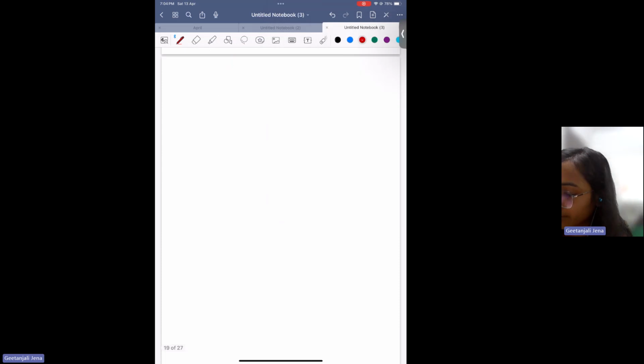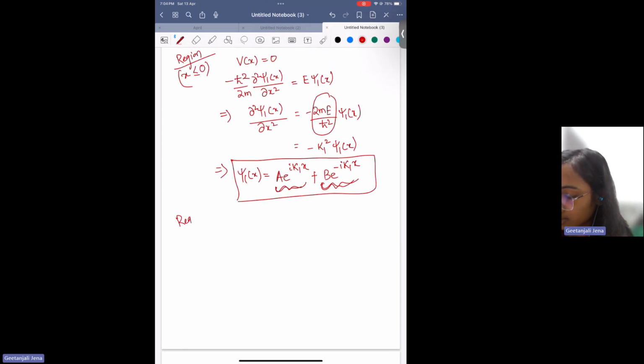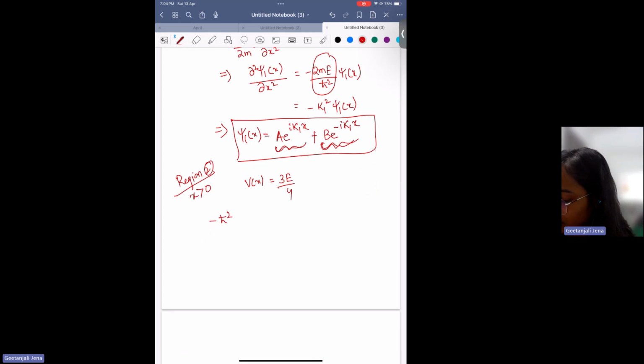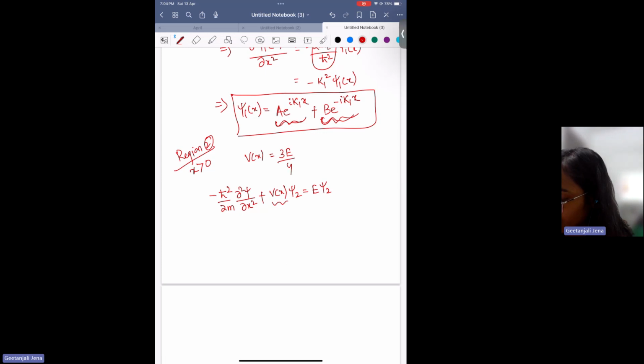Now for the second region, we have a non-zero value of potential. For x greater than 0, V of x is 3E by 4, right? So if you put this in the Schrodinger equation, it becomes minus h-bar square by 2m d square psi 2 by dx square plus V of x psi 2 equal to E psi 2, where V of x is 3E by 4. Now if you rearrange it, put V of x as 3E by 4 and take it to the right-hand side, you will get E by 4 psi 2 of x.